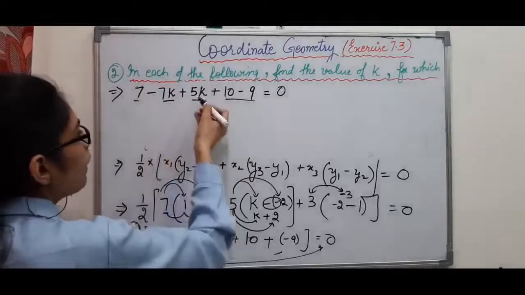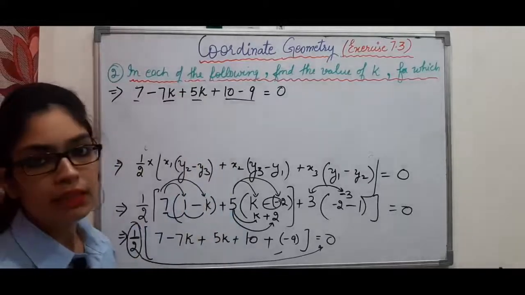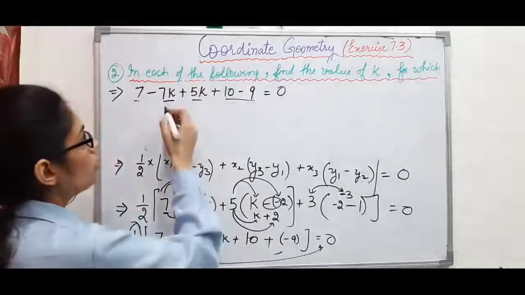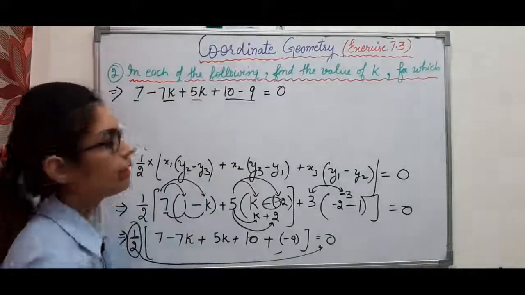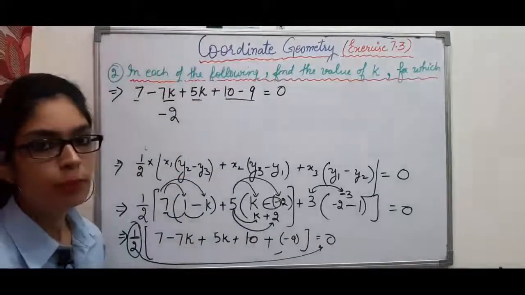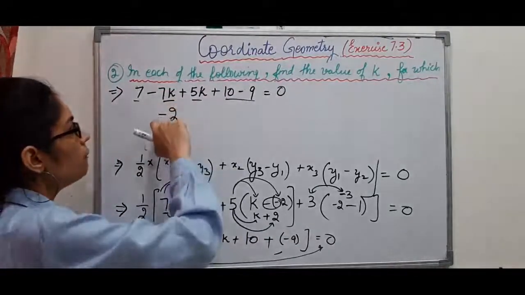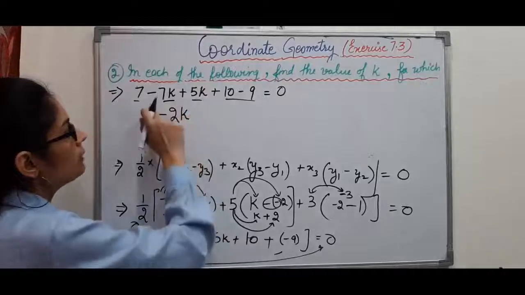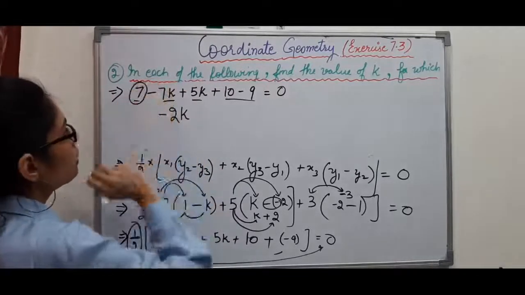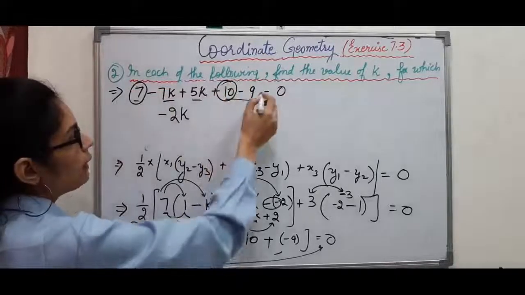So minus 7k plus 5k, minus plus is minus with a sign which is with a bigger number. So 7 minus 5 it is 2, so with bigger number we have minus, so it will be minus 2k, minus 7k plus 5k will be minus 2k. Now remaining terms, plus 7, plus 10 and minus 9.